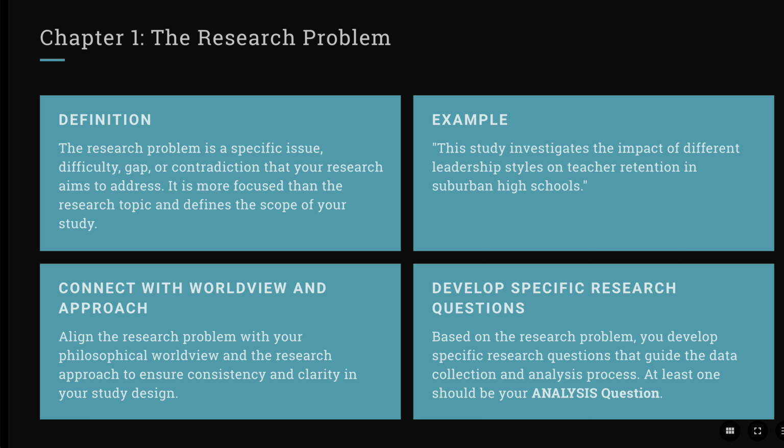The research problem is a specific issue, difficulty, gap, or contradiction that your research is going to address. It is more focused than your topic, so it's not general like AI. It's going to have to be a highly focused, clearly articulated statement that gives the scope of your study. Something like, this study investigates the impact of different leadership styles on teacher retention in suburban high schools. This is a very specific research problem. We're talking about leadership styles, we're looking at how the leadership styles affect teacher retention, and I've given a preview of who my population is.